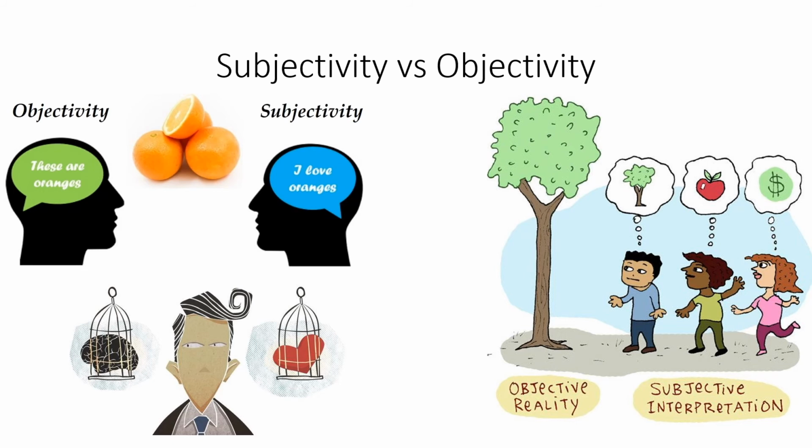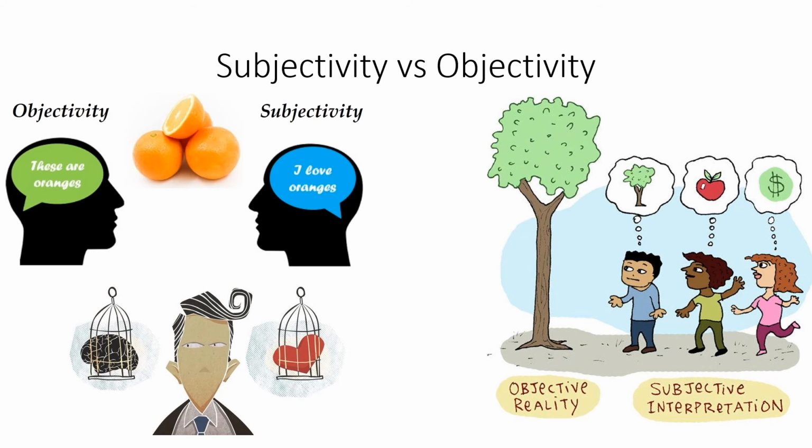Person 1 states that he or she sees the oranges. However, person 2 states that they love oranges. Because person 2 has had a more positive interaction with oranges, person 2's subjectivity came to light, loving the oranges. Let's look at the second picture with the tree.